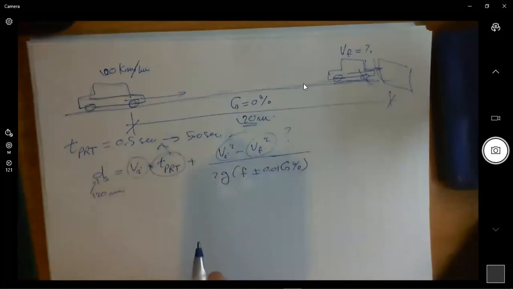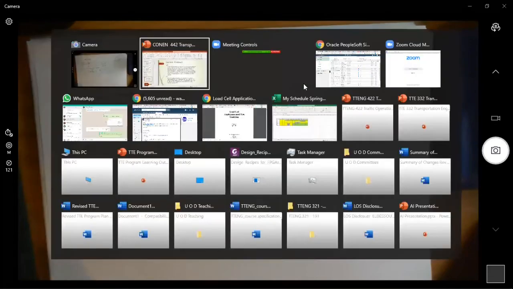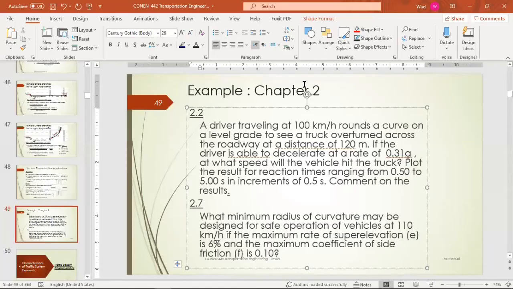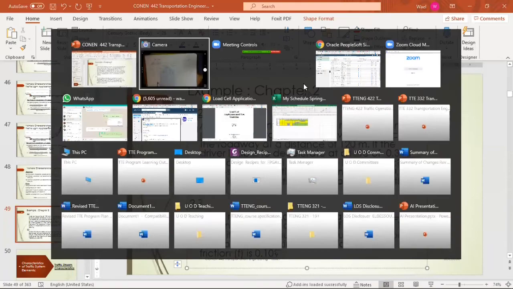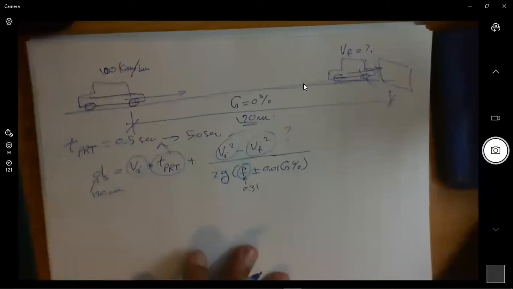But there is another issue, which is the friction. Let's go back and read the problem. It says that the rate of deceleration was 0.31 g. That means for this specific problem, F was 0.31, because basically F multiplied by g is the rate of deceleration. Okay, now you see the camera, right? And you see the example with me, right?